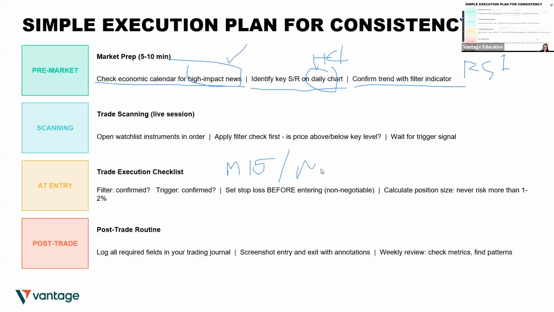Sometimes I cannot see M5. Okay, sometimes M15 is unclear, then M30. But usually it will be these two. This one I use about 80%, and this one like 20%, if I cannot see. Okay. And then you do the scanning.